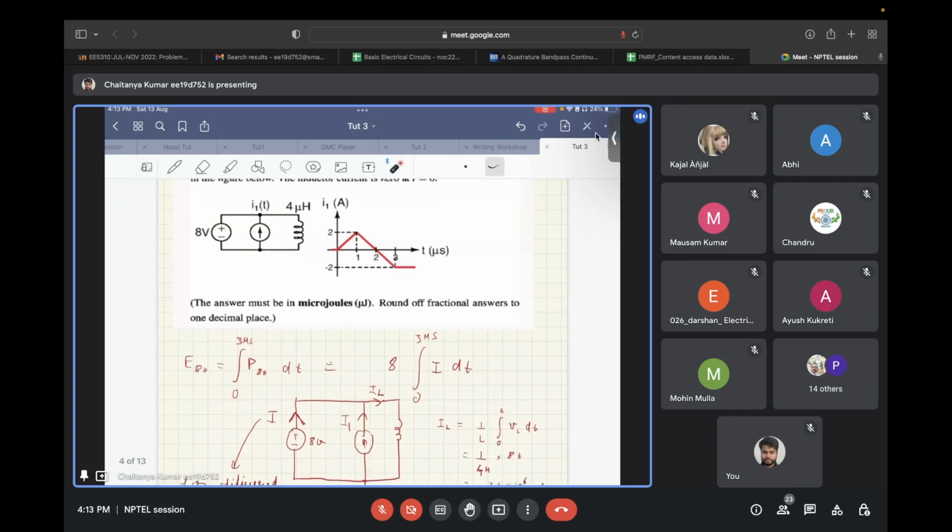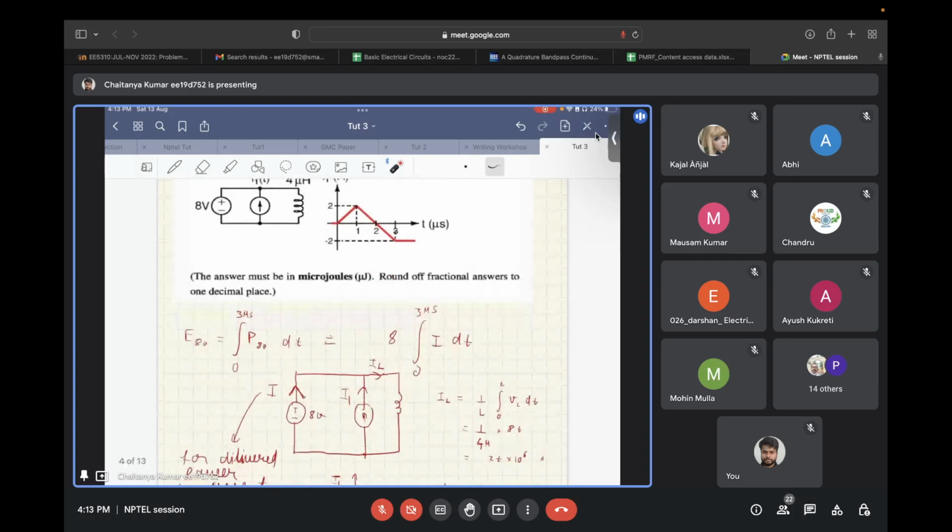Since the power is equal to V into I, and the voltage is constant, what we need to do is integrate the current that is flowing out of this voltage source from 0 to 3 microseconds. Now, the current I will be equal to IL minus I1 from KCL at this node. Okay, so now what will be the IL?